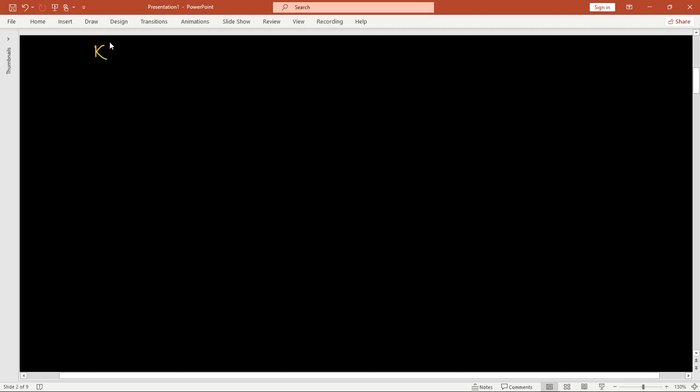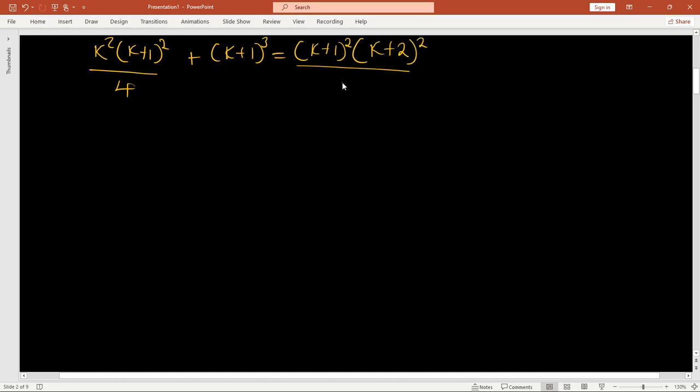So here, let's go to the next page. We have k squared, (k plus 1) squared divided by 4, plus (k plus 1) cubed, equal to (k plus 1) squared, open brackets, (k plus 2) squared divided by 4. So we try to evaluate what we have on the left hand side. These two terms on the left hand side are fractions, so we try to make them a single fraction. So this is the same as divided by 1. The common denominator that we have is 4, so we have 4 below here.